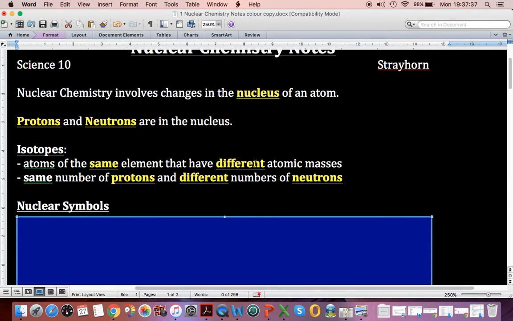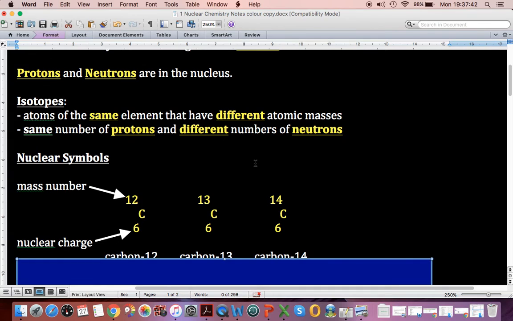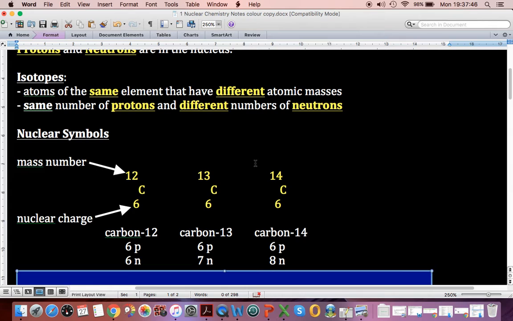We're going to look at things called nuclear symbols, and they're very straightforward. We have three examples of nuclear symbols looking at different isotopes of carbon: carbon 12, carbon 13, carbon 14. You write the element symbol the usual way from the periodic table, and on the upper left you put the mass of the particle, and on the lower left you put the nuclear charge. For any element, that's simply its atomic number. That's saying, how many protons are there?